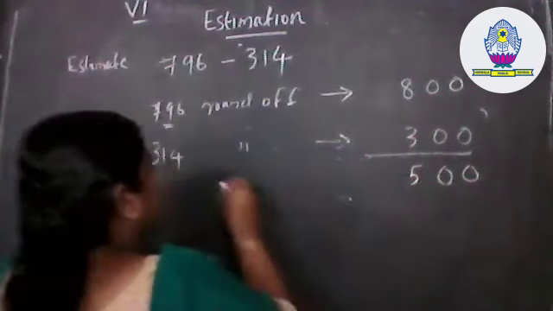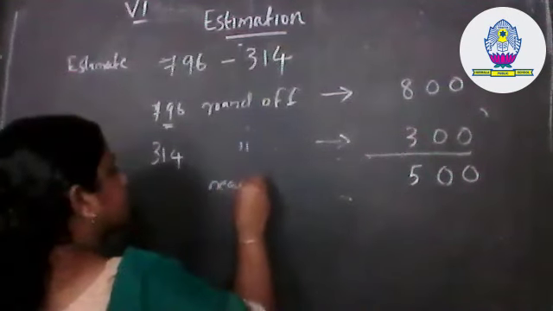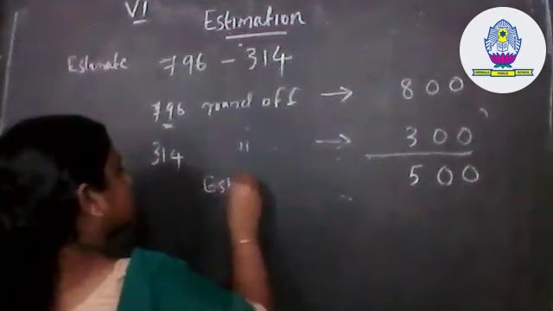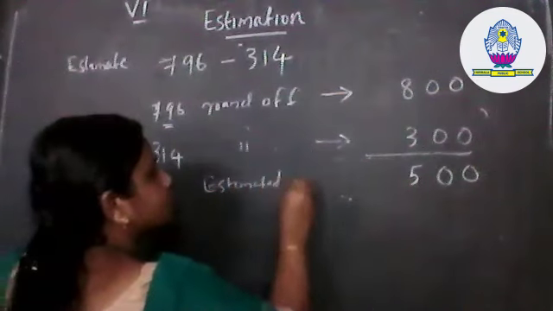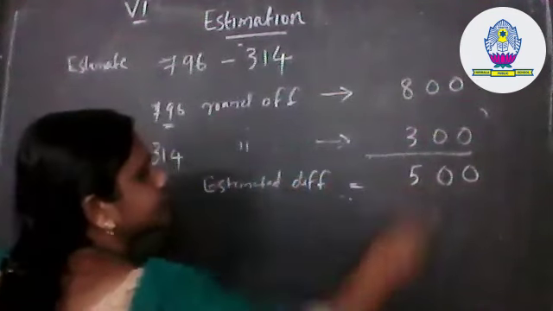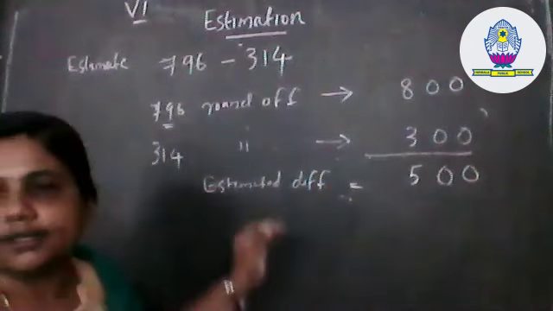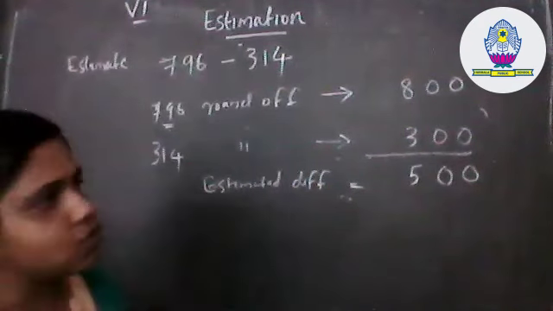So our estimated difference is equal to 500. That is our estimated difference.